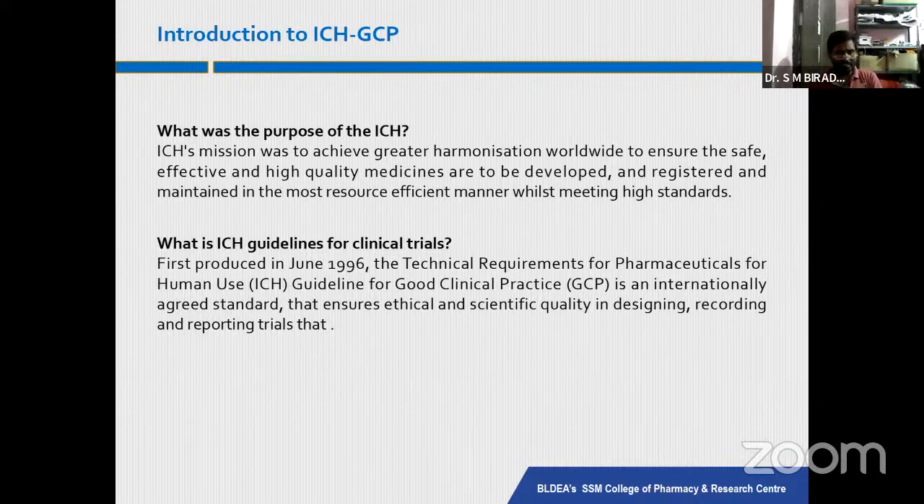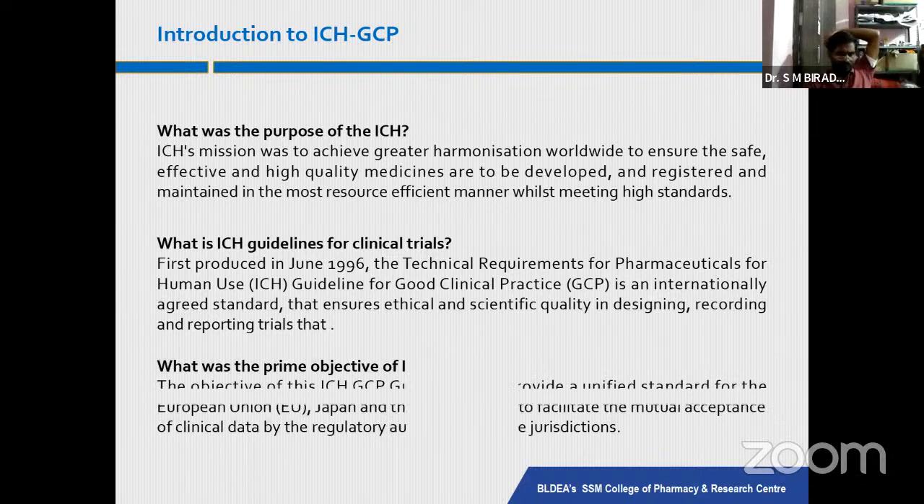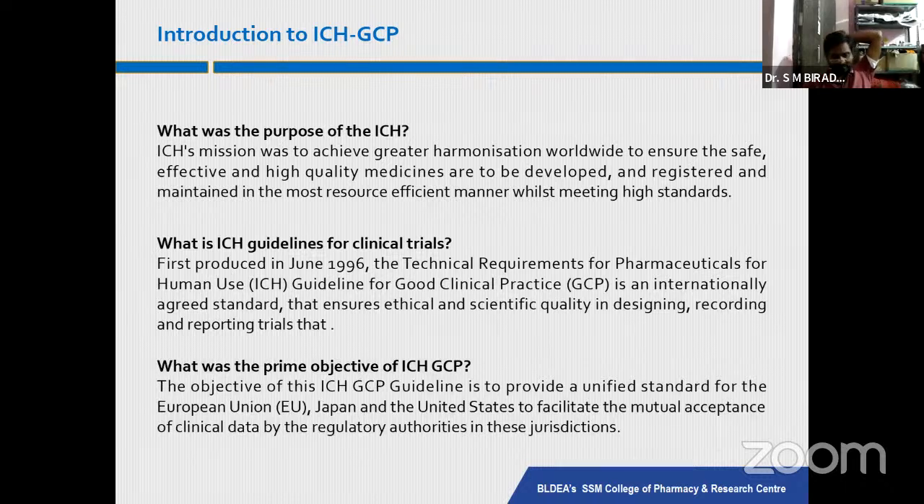That ensures the ethical and scientific quality of designing, recording, and reporting clinical trials. If a unit or company is certified with GCP, it is understood that they have followed all the standards, so it is accepted without any doubt all over the world. And what was the prime objective of the ICH or GCP guidelines? I already told you this one.